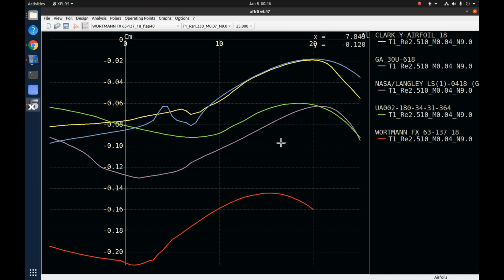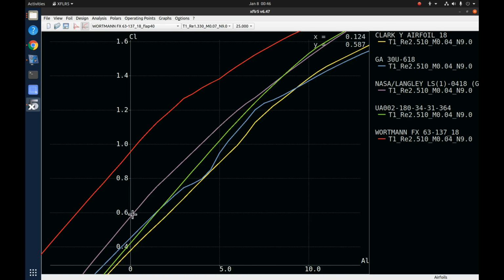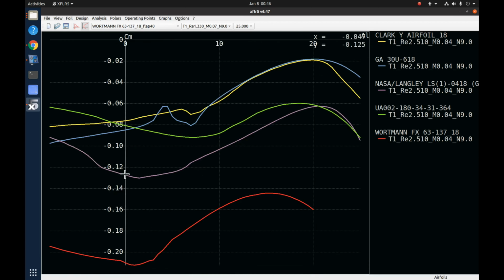So what's the next worst one on coefficient of moment? Well, it's this Langley airfoil. It's got a fairly high coefficient of moment. Now it cruised at roughly 0 degrees, a little bit more than that, about half a degree. So at half a degree, we're down here at almost 0.13. So that's about 50% higher than these, roughly.